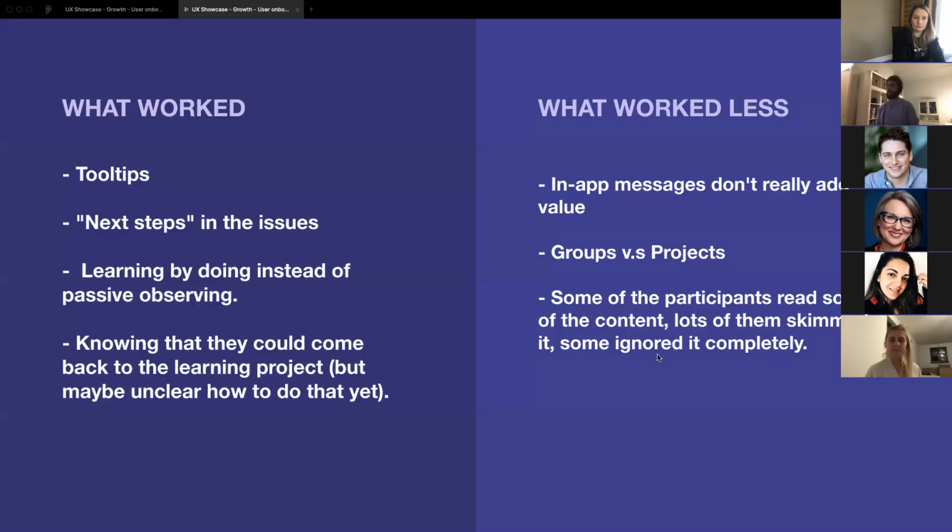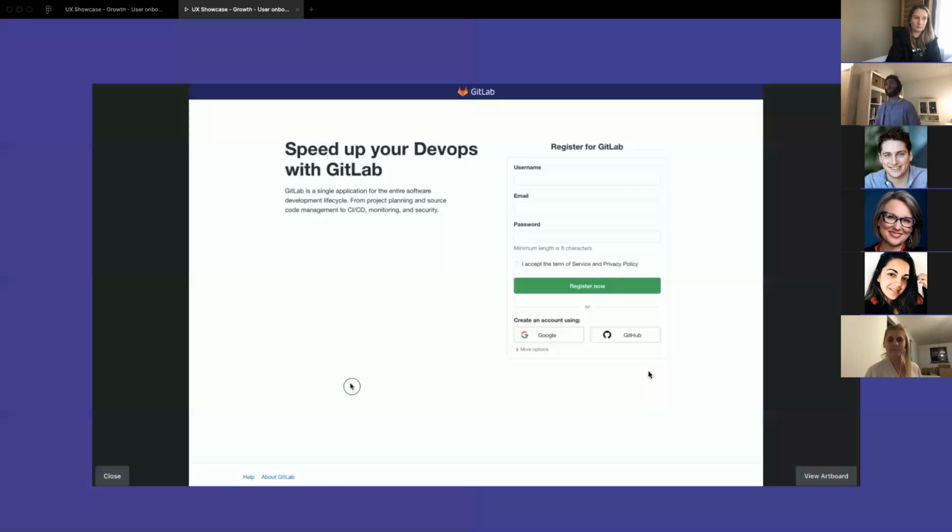And to solve this, we tried to iterate on the prototype and added the group and project creation to the sign up part. And it actually worked way better. Then what worked well as well was the learning by doing instead of passively observing. And then, about the issue line, some people read it through, some people just went very fast on it. And knowing that it could come back to the project was a thing that worked well, although they were not too sure at this stage. Because remember, they were non-GitLab users, so they had no idea of what the app looked like.